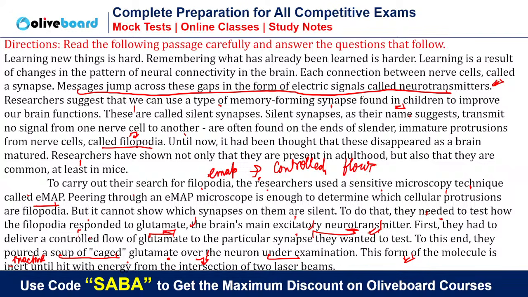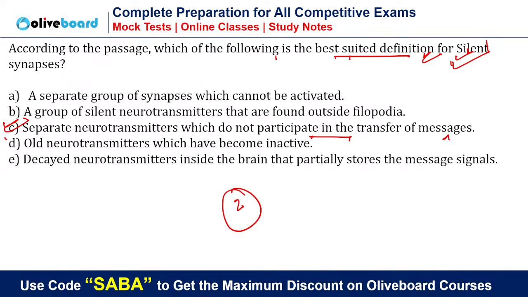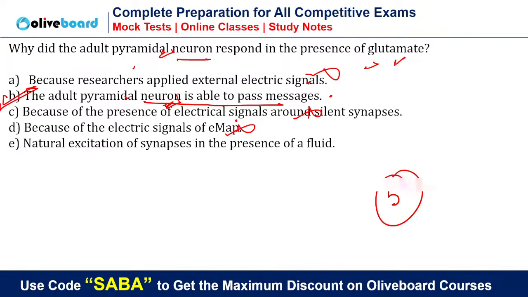First, they had to deliver the controlled flow of glutamate to the particular synapse when they wanted to test. None of these will fit. But here it is given as expected. So they already expected. This is the experiment they are carrying out. They had expected something earlier, and to prove that they are carrying out the experiment. Are you getting my point? So these are the parts of the experiment. I think that as expected, this is only given, but still we will see it again. Okay, so you try to do this.